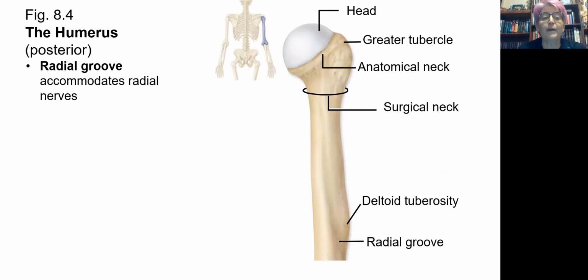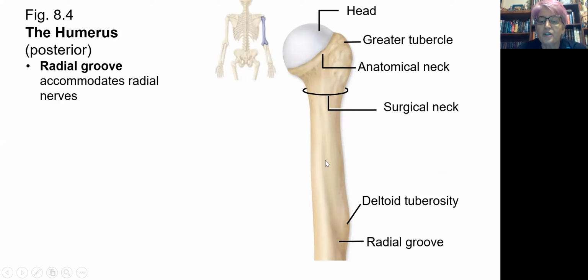All right, now we're going to look at the back side, the posterior side of the humerus. Here we're back at the proximal end, so here's the head and the anatomical neck, the greater tubercle. We can't see the lesser tubercle because remember it's on the front. Okay, so the lesser tubercle and the intertubercular sulcus, they're on the front. So we can only see the greater tubercle looking at the back side of the bone. We can see the surgical neck. It's called the surgical neck because you're most likely to have broken the bone there.